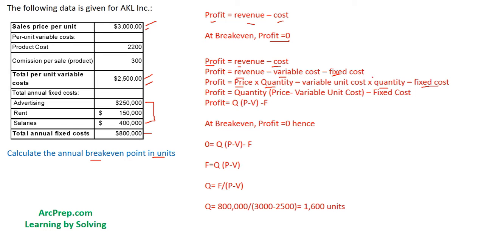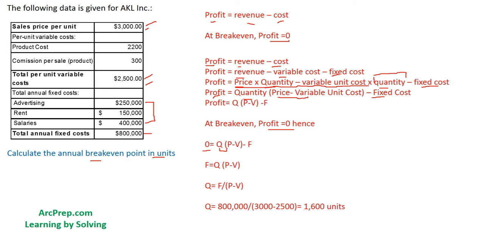Then I look at the quantity portion and I can factor that out. I can say profit is equal to quantity multiplied by price minus variable cost. It's the same as this piece right here. Minus the fixed cost is going to give me the profit. Now at break even, profit was 0. Let's rewrite the equation. Profit is 0.